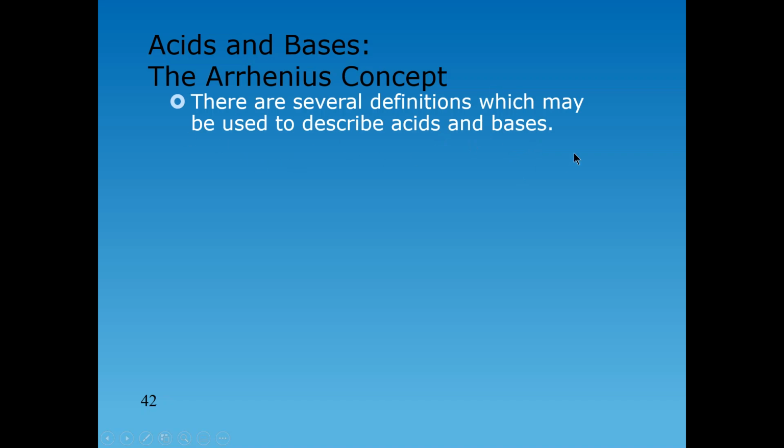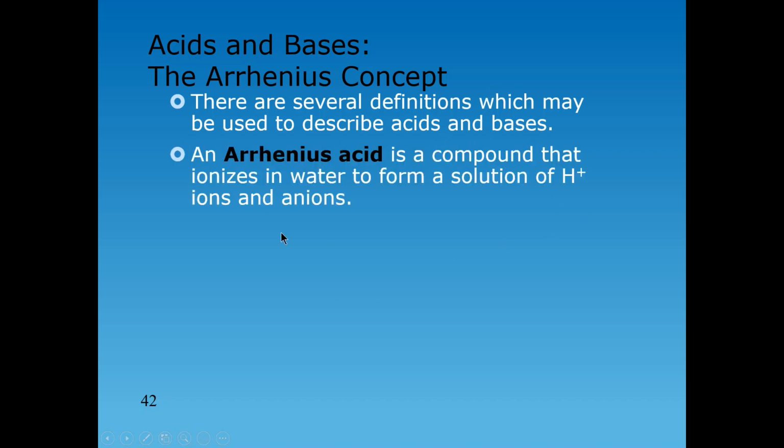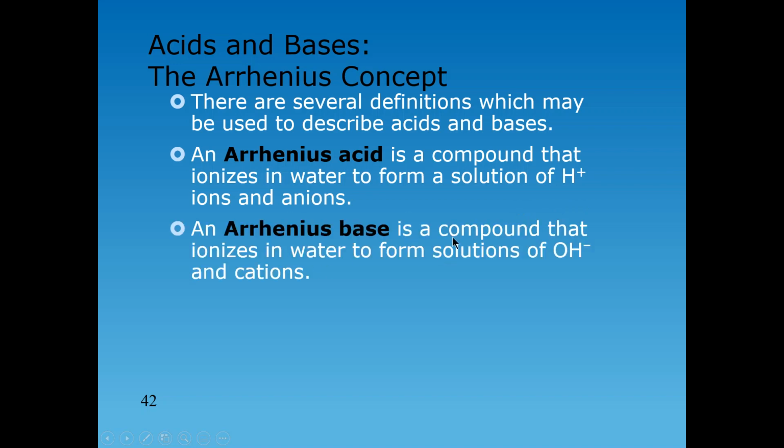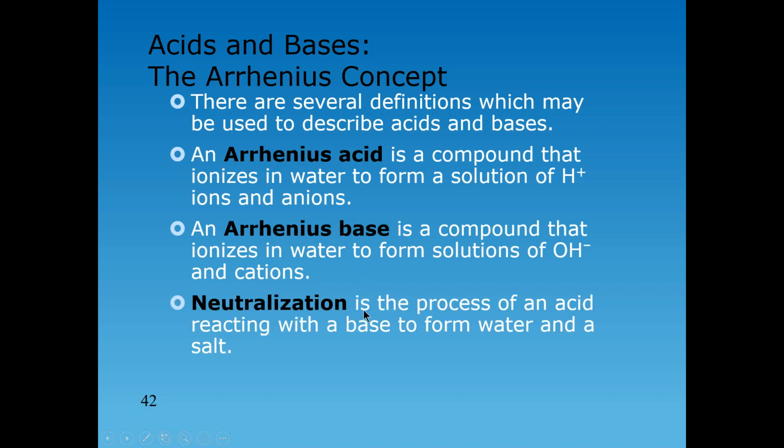Okay, so as I said before, there are several definitions for acids and bases. So Arrhenius came up with his own definition, and his definition says that an acid is a compound which, when dissolved in water, ionizes to form a solution which contains hydrogen ions and some other anion, all right? And on the other hand, an Arrhenius base is a solution or compound that, when added to water, forms hydroxide ions in solution and some cation, all right? So that's basically Arrhenius's definition of an acid or base.